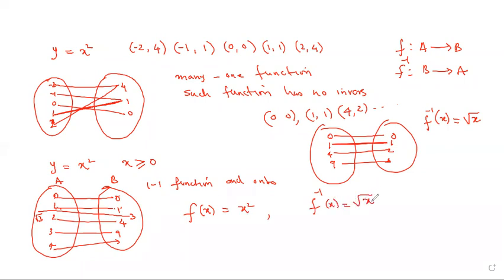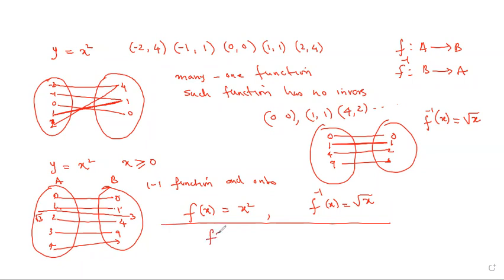So what happens in an inverse function? The x coordinate and y coordinate are interchanged. That's all. The domain becomes the range and the range becomes the domain. That's all. Now, how will you calculate the inverse function? What is the method to calculate inverse function?